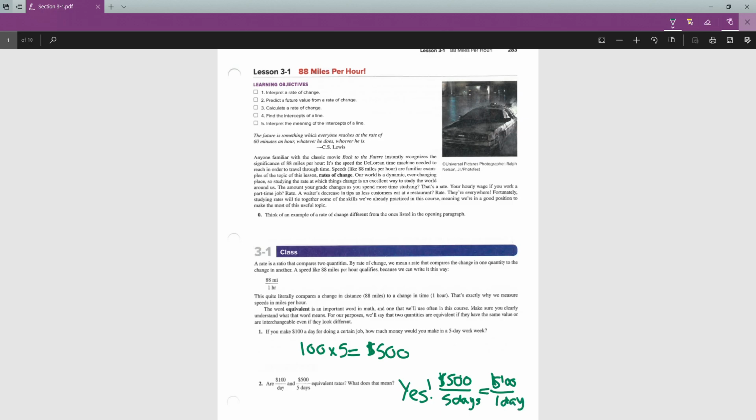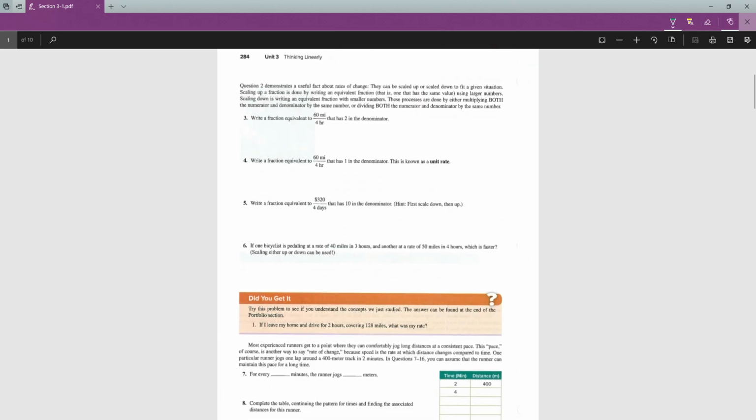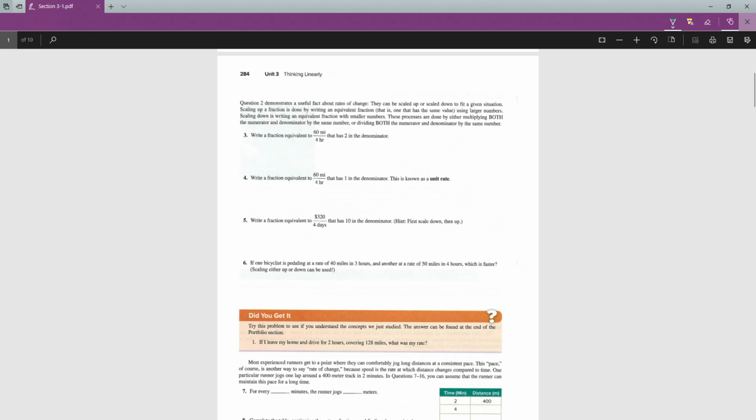Let's move on to page 284. It says question 2 demonstrates a useful fact about rates of change. They can be scaled up or down to fit a given situation. So the next set of problems asks us to write some rates of change slightly differently. Number 3 asks us to write a fraction equivalent to 60 miles over 4 hours so that I have a 2 in the bottom. So I'm trying to go from 60 over 4 to something over 2.